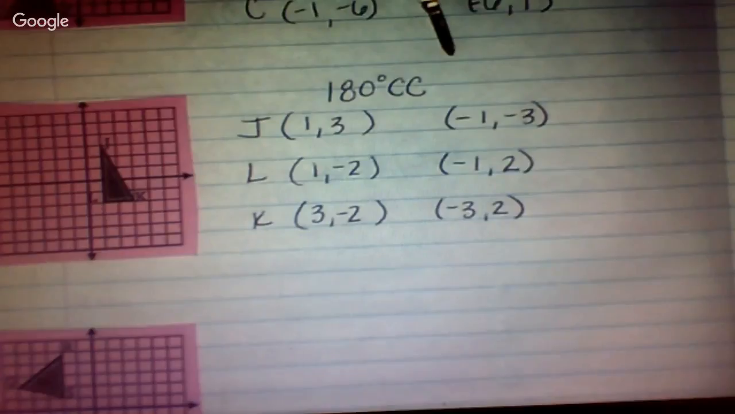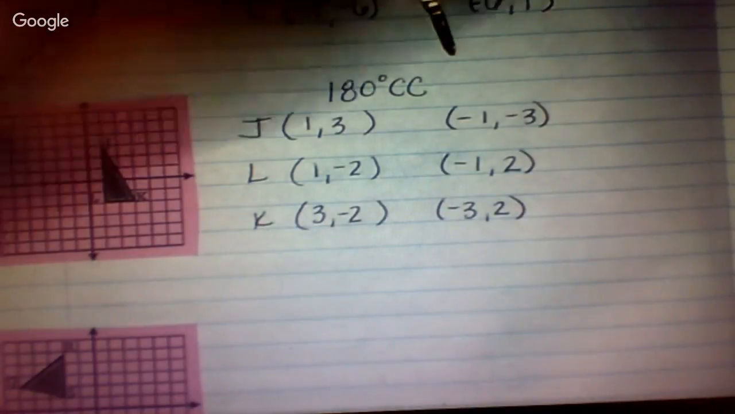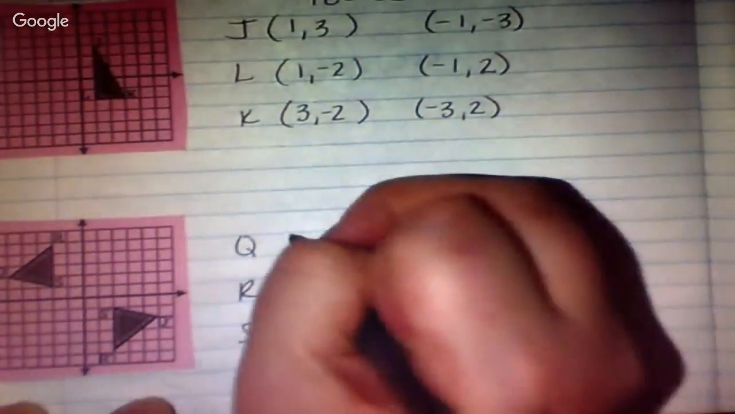This last one, they give us both of our triangles. They give us our pre-image and our image. We need to figure out how far it was rotated. First off, we have to find our original points for Q, R, and S. Which one of these is my pre-image? The one on the left or the one on the right? The left.